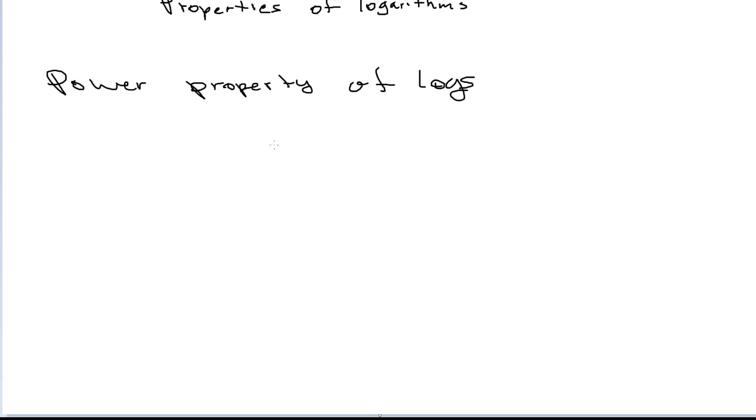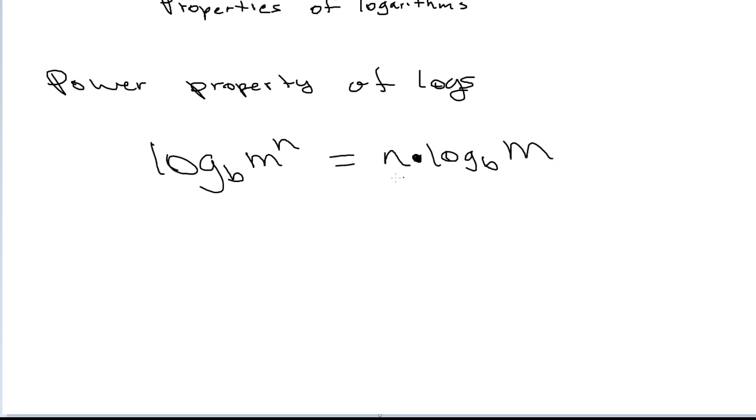So this one states that if I have the logarithm of base b of m to the n, okay, power because we have an exponent, this is the same thing as if I write it as n times logarithm base b of m. So essentially we're just moving the n to the front and we multiply that times all this right here.